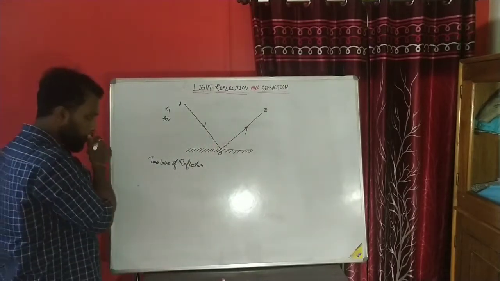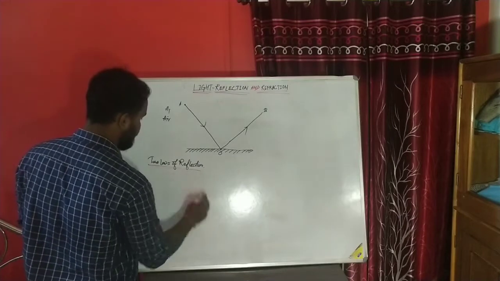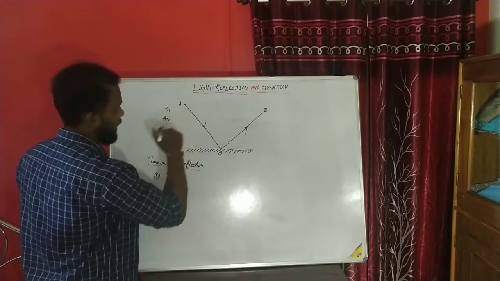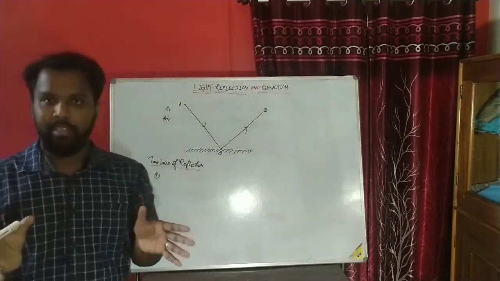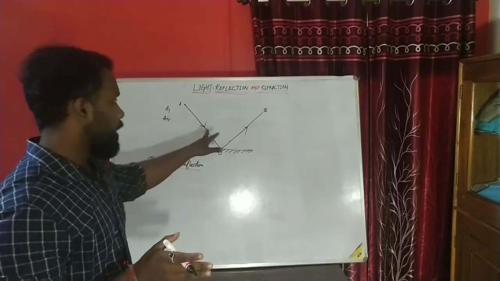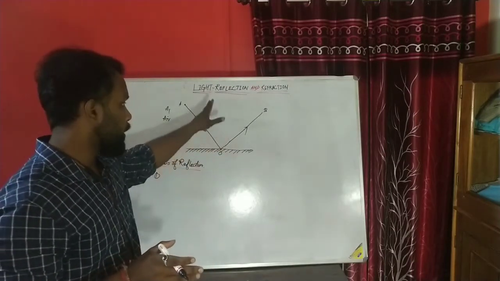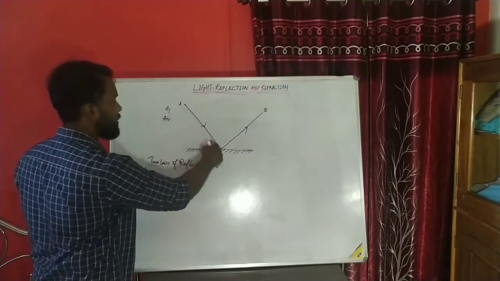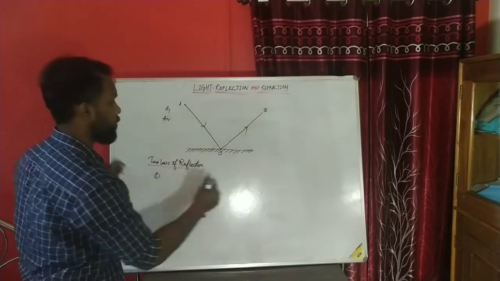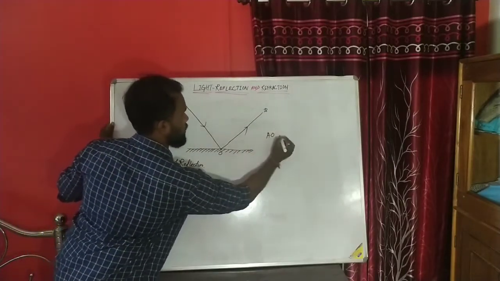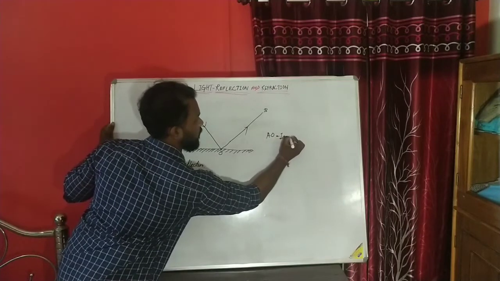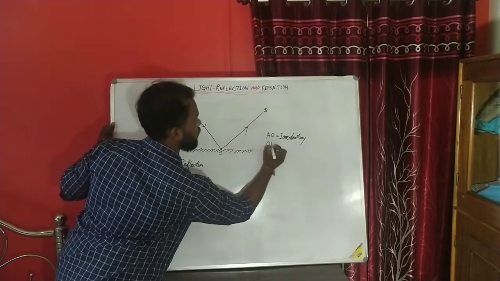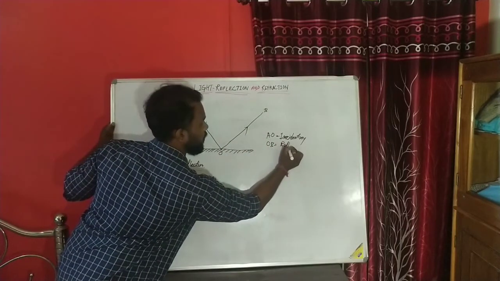As I said, there are two laws of reflection. The first law is that the incident angle is always equal to the reflected angle. That means there is something we have to draw. Till now in this figure we have only two components: the incident ray and the reflected ray. That means AO is the incident ray, and OB is our reflected ray.